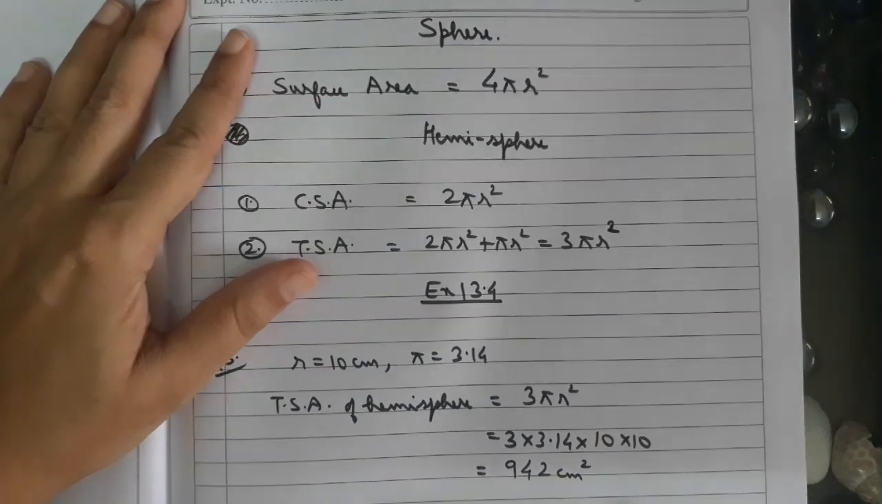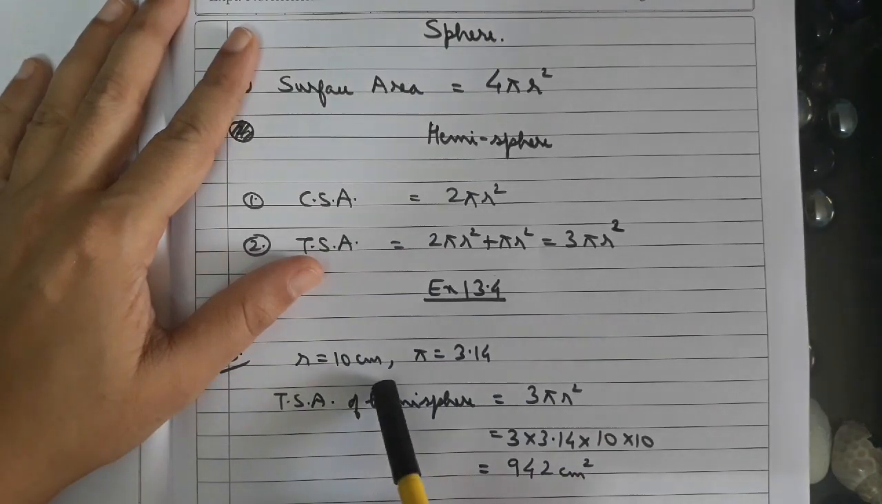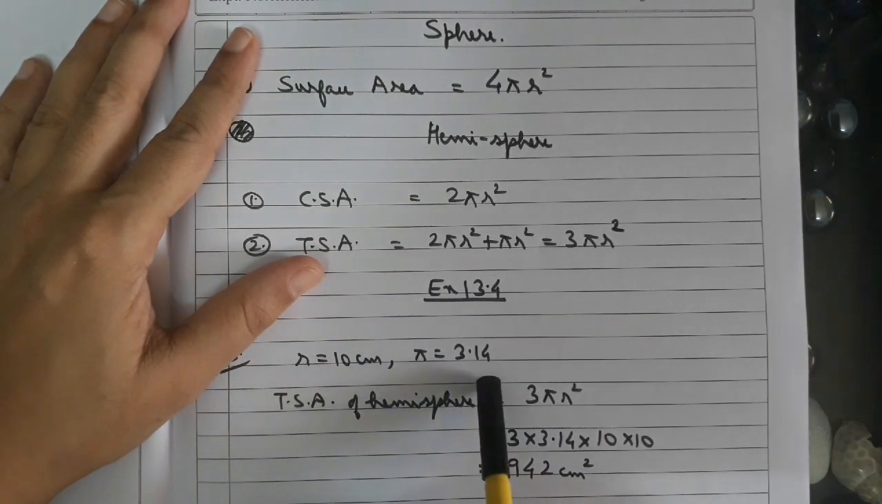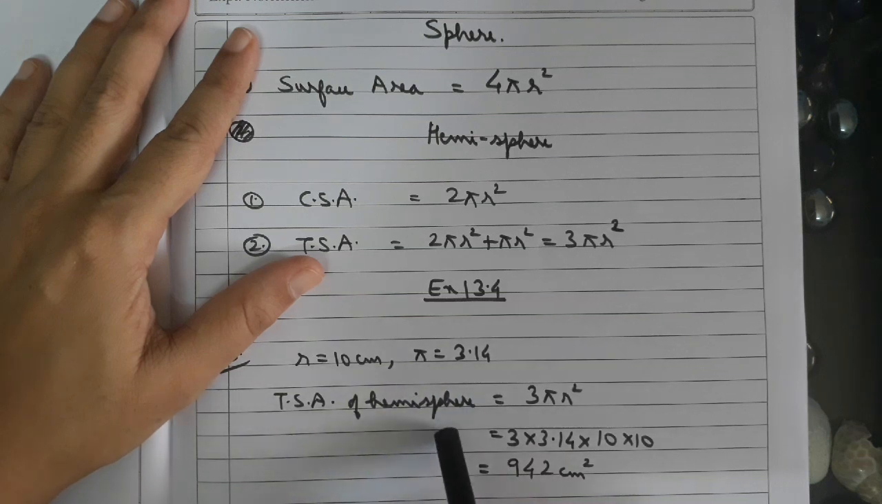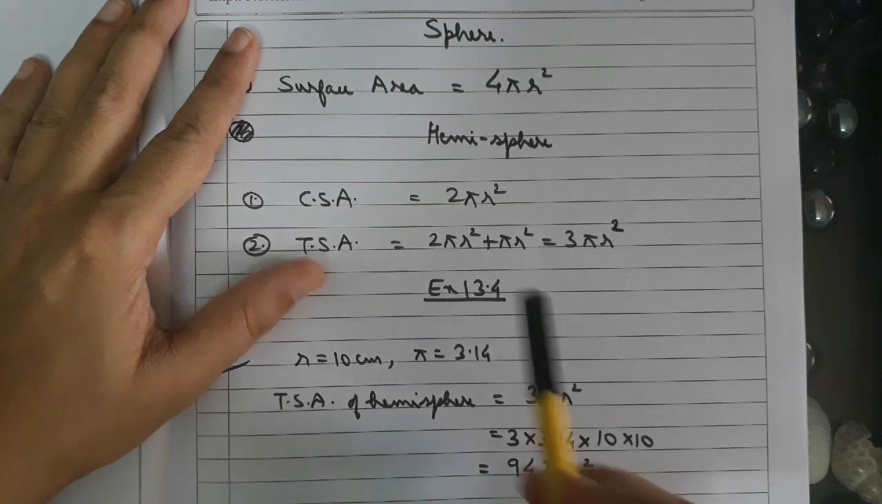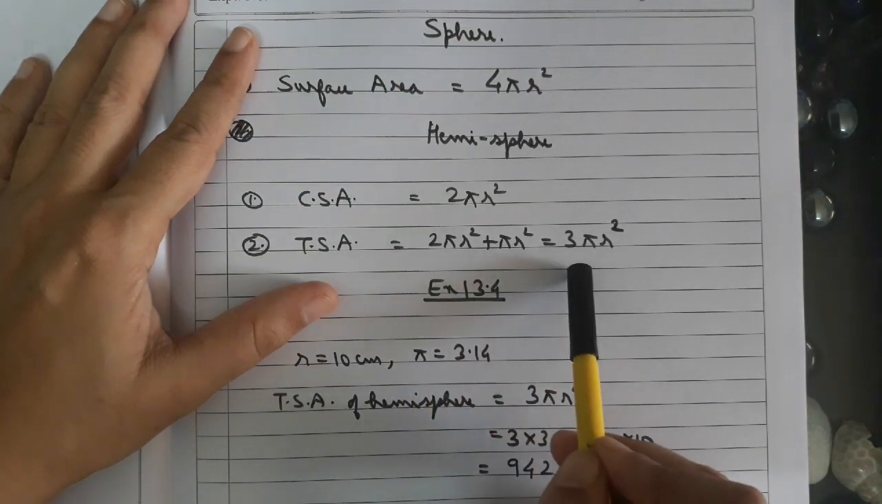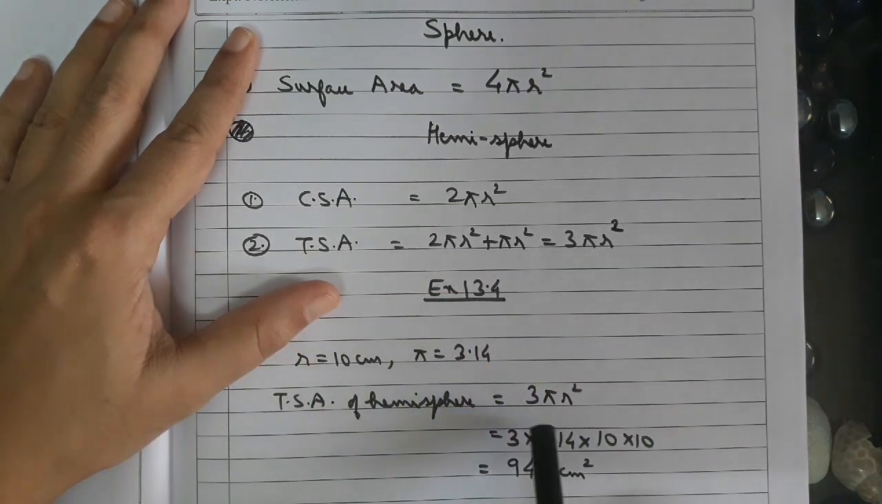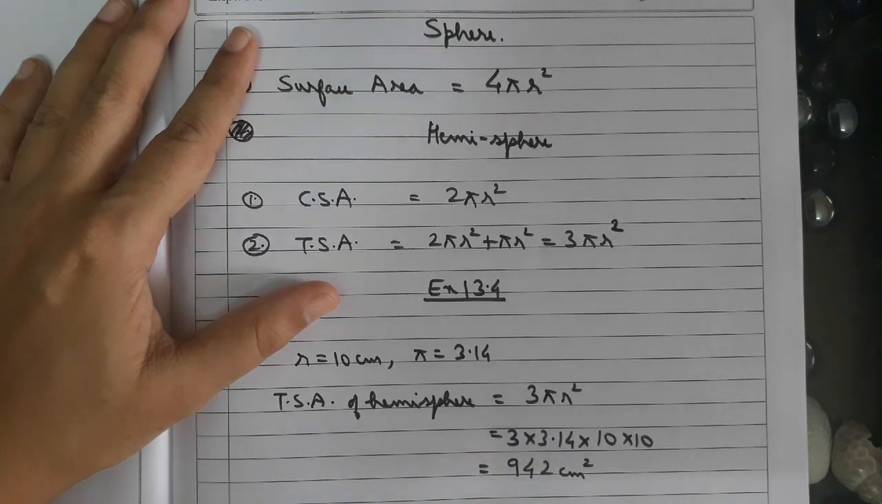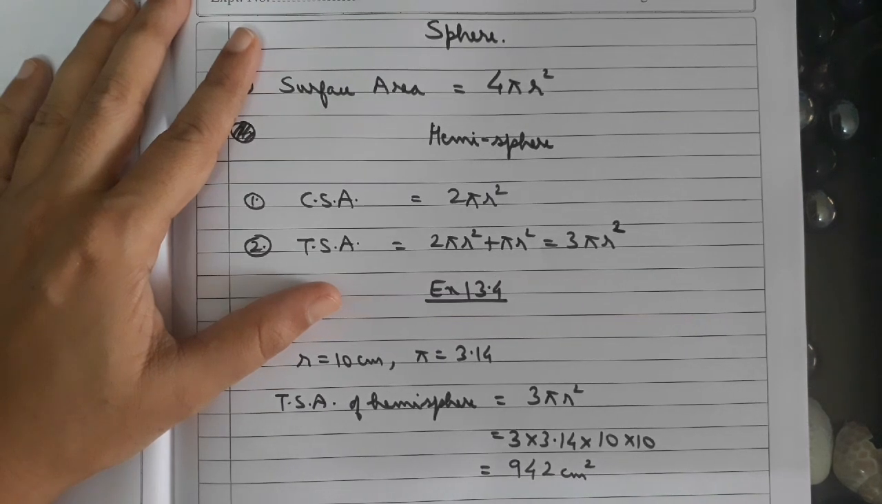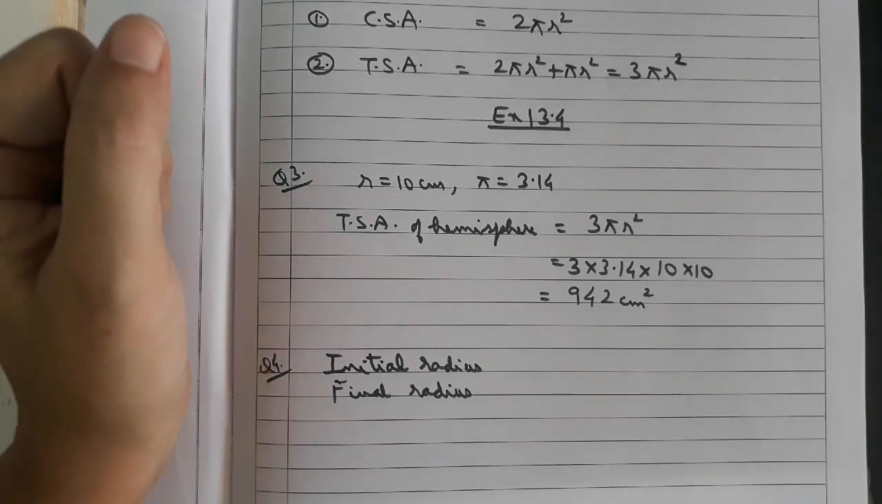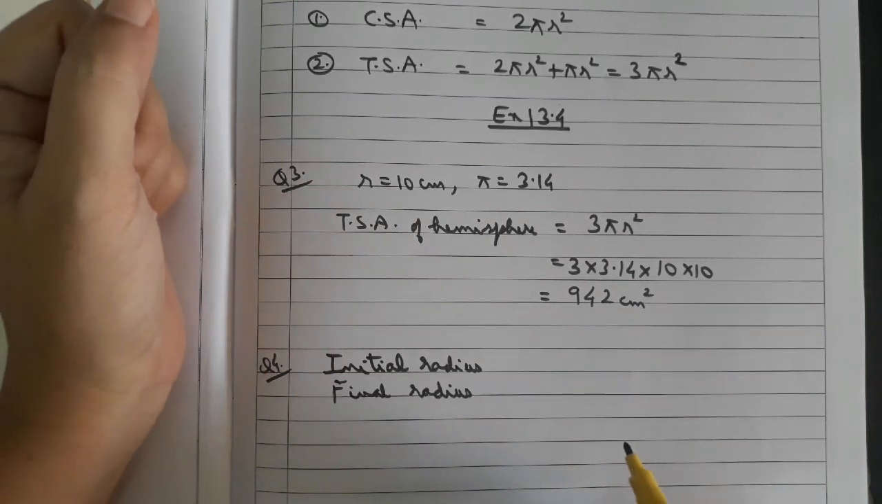Now the third question, radius is given to us as 10 centimeters, pi is given to us as 3.14. You have to find out the total surface area of hemisphere. So we know that total surface area of hemisphere is 3 pi r square. So we write down the formula and we substitute the values and solve it. So we will get the answer 942 centimeters square. Fourth question, write down important for this question.